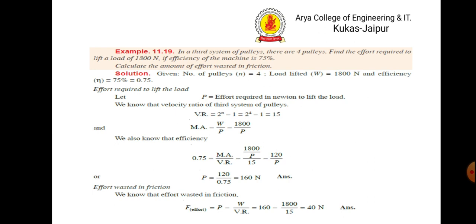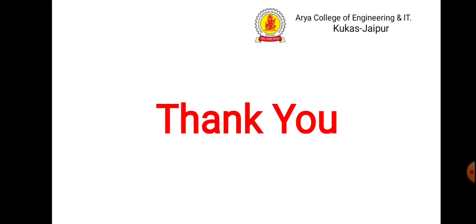Mechanical advantage is W by P. So it is equal to 1800 upon P. The formula for mechanical efficiency is mechanical advantage upon velocity ratio. So from this, P is 160 Newton and the effort wasted in friction, we know the formula is P actual minus P ideal. So P actual is 160 and P ideal is W by VR. So it is equal to 40 Newton. That's all about this. Thank you.